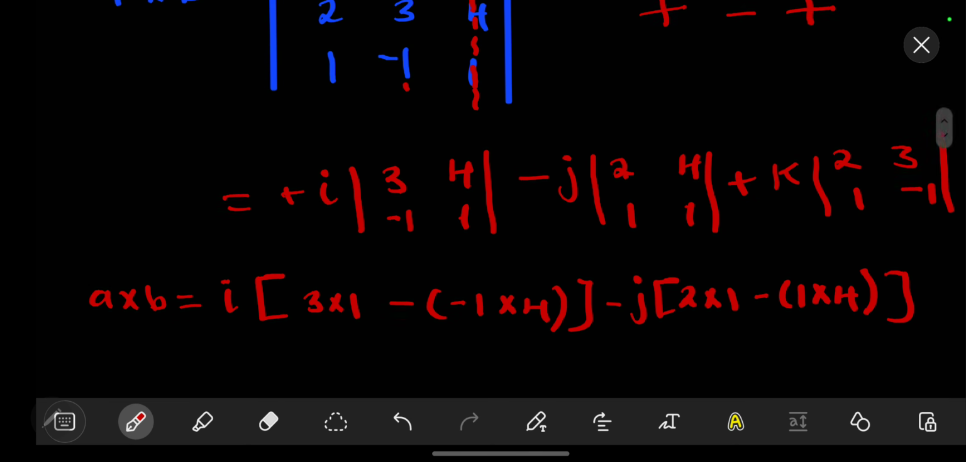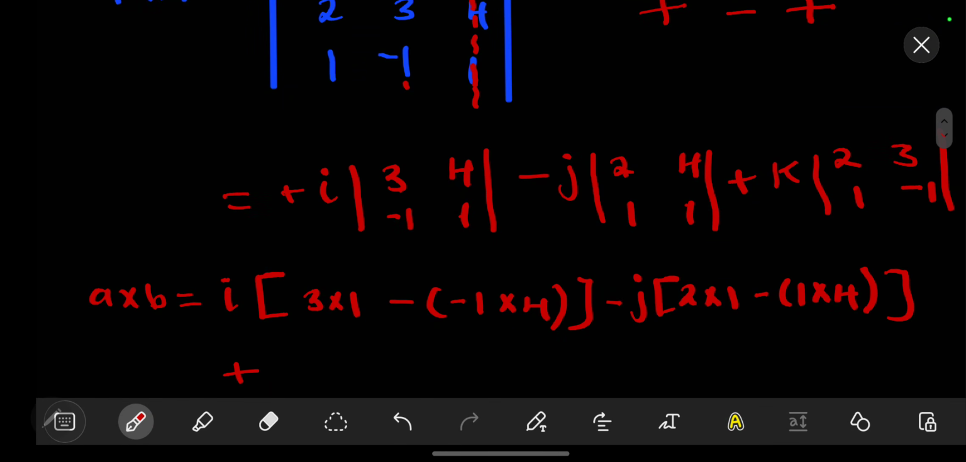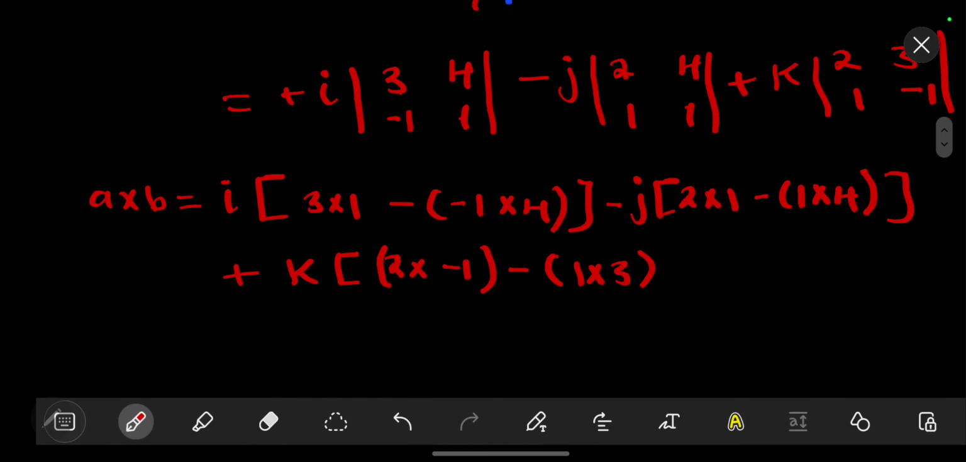Then after doing that, we can add plus. We have our k. Then we are going to open brackets. Also do the same. We have our 2 times this -1 like that. Then we subtract 1 times 3. So we have 1 times 3 like that. So after doing that, we can simplify things. So we have our i, which should be, we have our 3 times 1, which is our 3, minus our -1 times 4, it is equal to -4 like that.